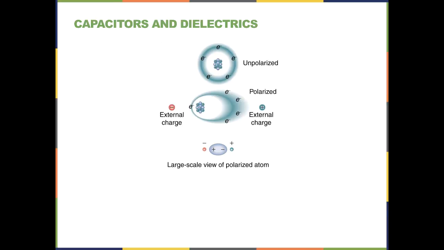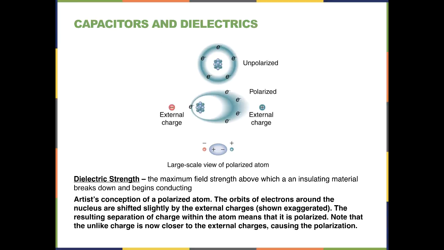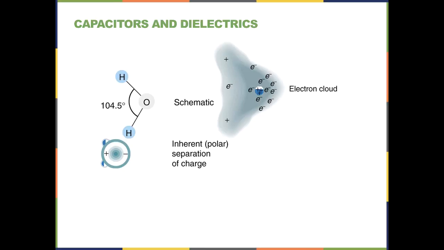Now, this is an artist's rendition of what happens when molecules are polarized. And the dielectric strength is the maximum field strength above which the insulating material can no longer act as an insulator and becomes a conductor. And I told you what that was. This is another artist's conception of a water molecule and the polar nature of water.